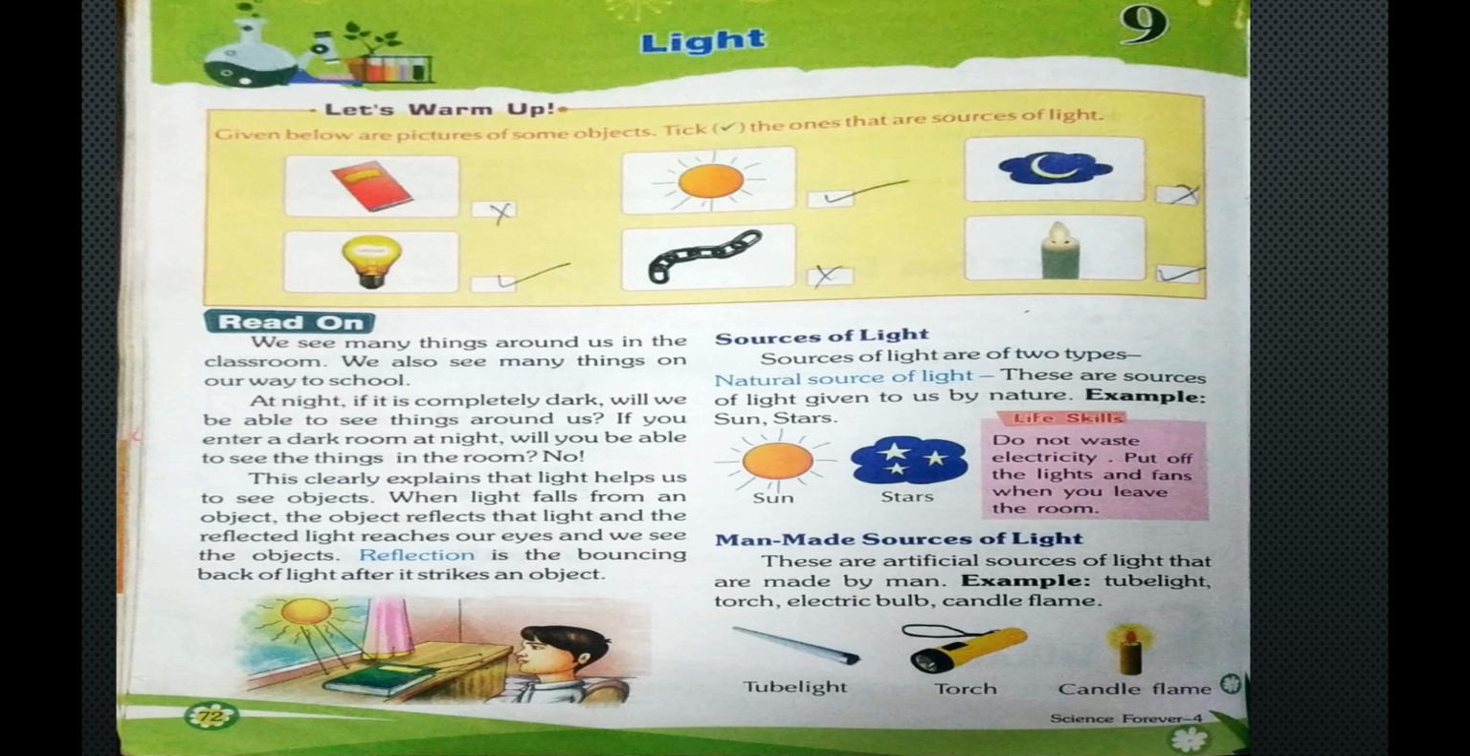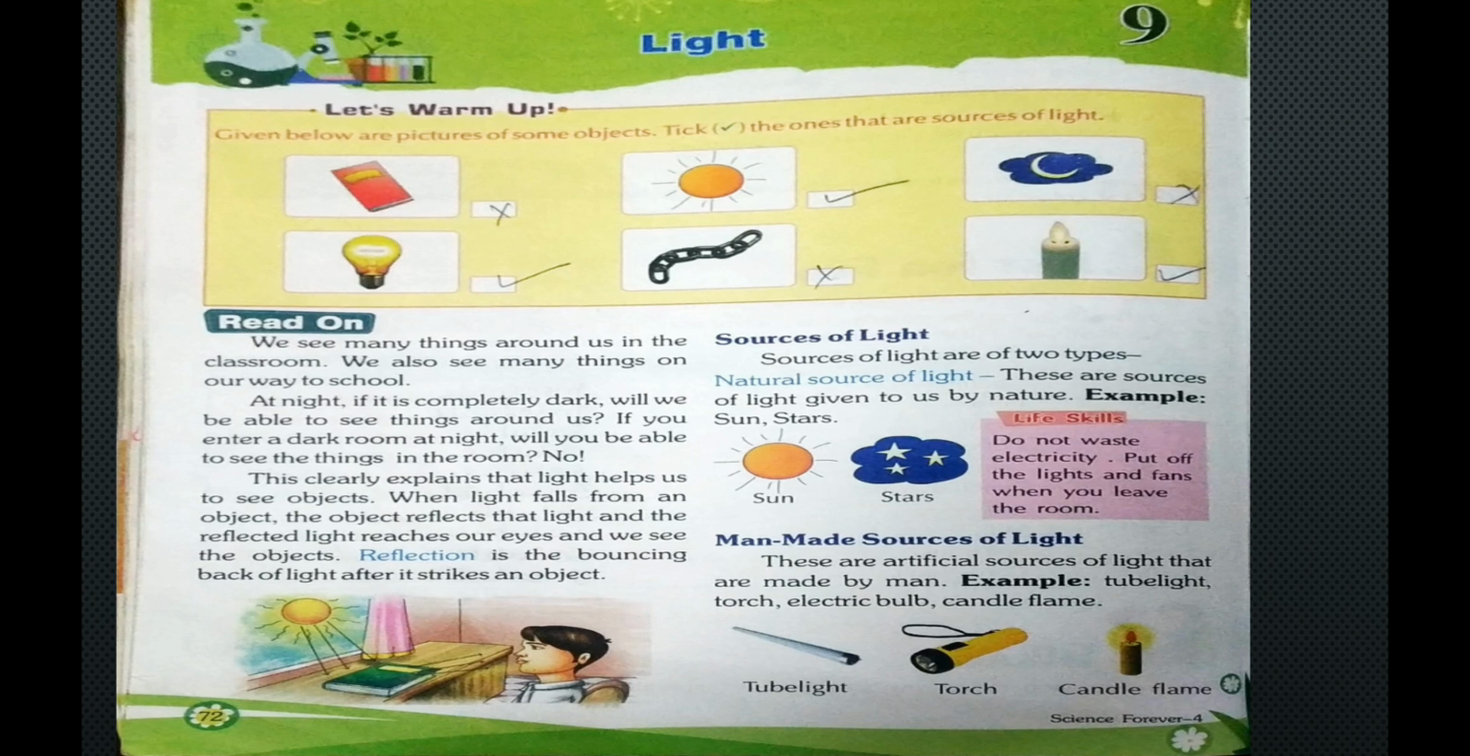How is it possible? When light falls on an object, the object reflects that light and the reflected light reaches our eyes and we see the object. This is the way by which we are able to see things. When light comes from any source and falls on an object, that object reflects the light, and the reflected light reaches our eyes and we are able to see all the things.